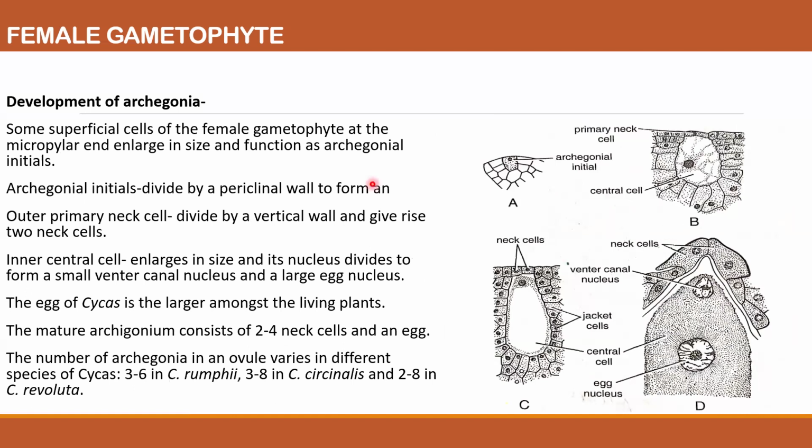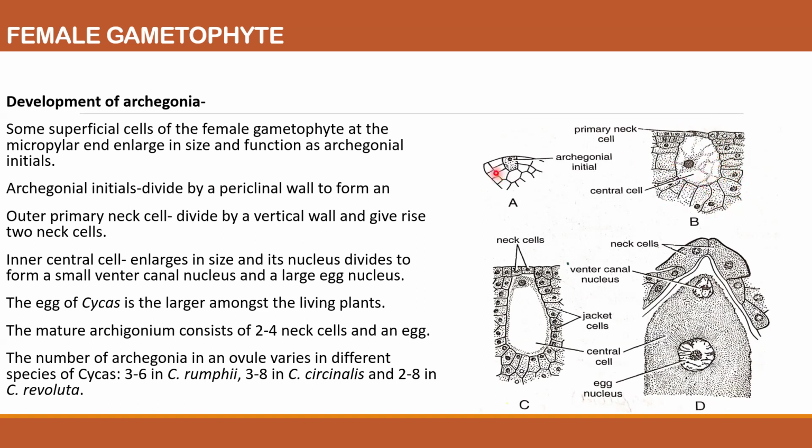Now, development of archegonia, which is a female reproductive organ which develops from the superficial cell of the female gametophyte at the micropylar end, and these cells function as archegonial initials. These archegonial initials divide by a periclinal division to form an outer primary neck cell, which divides by a vertical wall to give rise to two neck cells, and an inner central cell, which enlarges in size and its nucleus divides to form a small ventral canal nucleus and a large nucleus.